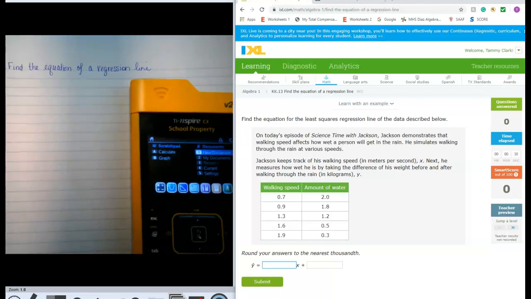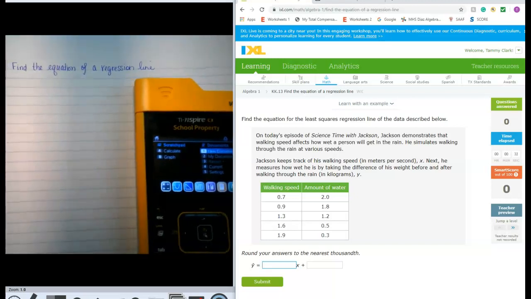Hello. In this lesson, instead of finding the correlation coefficient, we're going to be looking at how to find the line itself that the data is centered around. So that's why the title of this is Find the Equation of a Regression Line. The equation of this line will be in slope-intercept form.